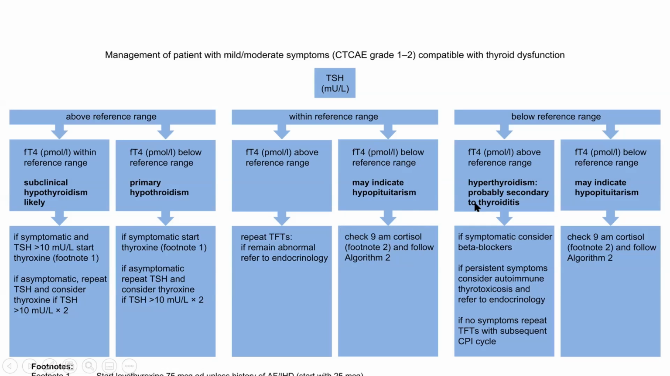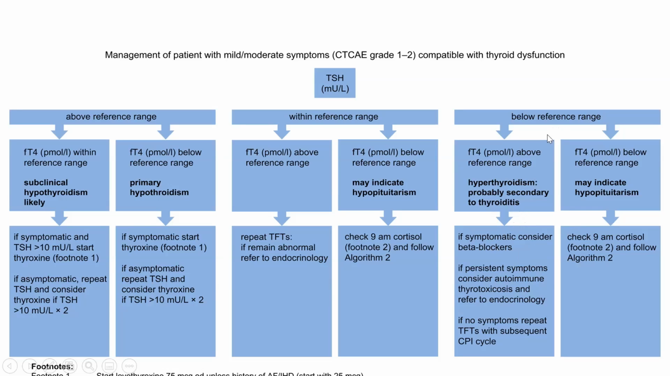It can also cause hyperthyroidism, these checkpoint inhibitors. How do they cause hyperthyroidism? By the mechanism of thyroiditis. Usually the hyperthyroidism from checkpoint inhibitors needs only symptomatic treatment like beta blockers. In terms of hypothyroidism, we mentioned thyroxine will be needed based on the signs and symptoms. But hyperthyroidism secondary to thyroiditis will need only symptomatic treatment.